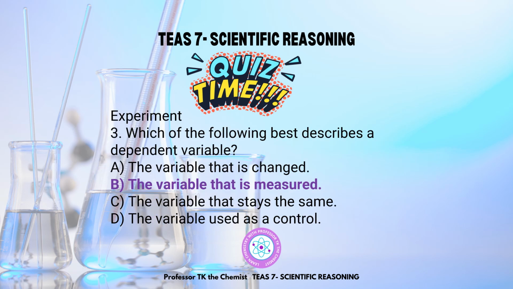The correct answer is B, the variable that is measured. The dependent variable is the outcome measured. Letter A, the variable that is changed, that's an independent variable. Letter C, that says the variable that stays the same, that's a constant. And letter D, the variable used as a control, that's a control group.